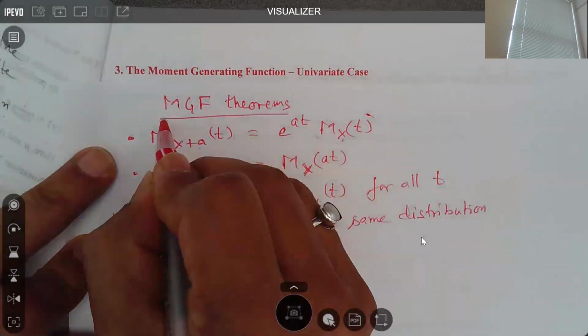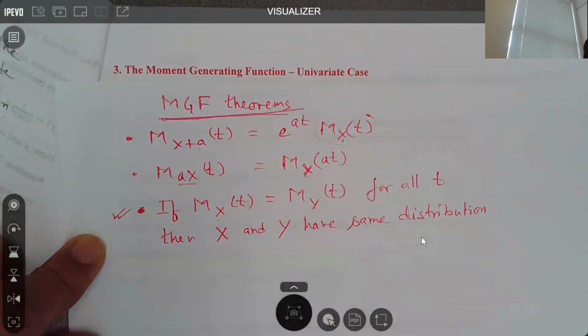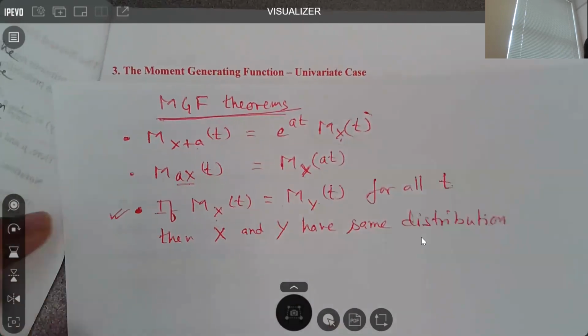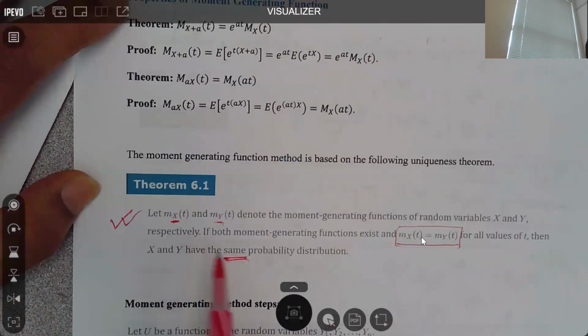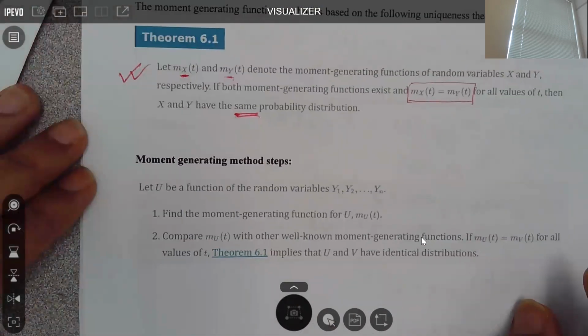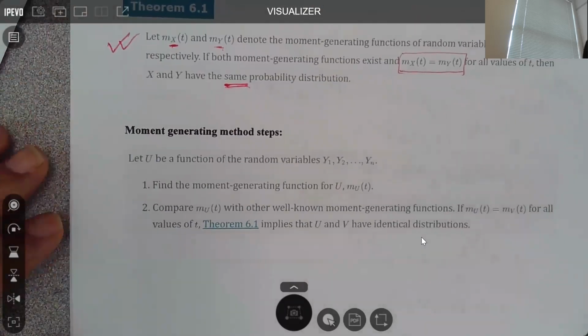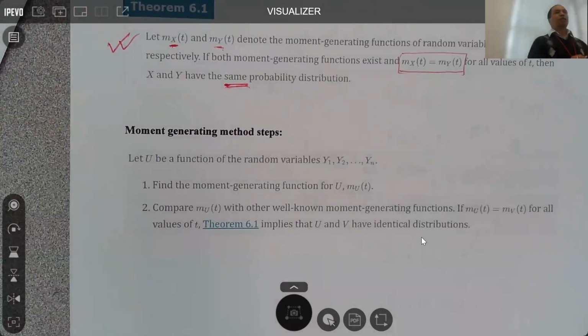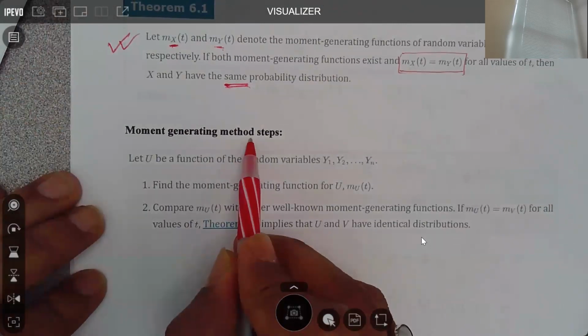Okay. Now we did up to this last time, and we'll continue. Yeah, this is the theorem we are talking about here. Now the steps, how you do the steps using the moment generating function. Okay, moment generating function method steps.